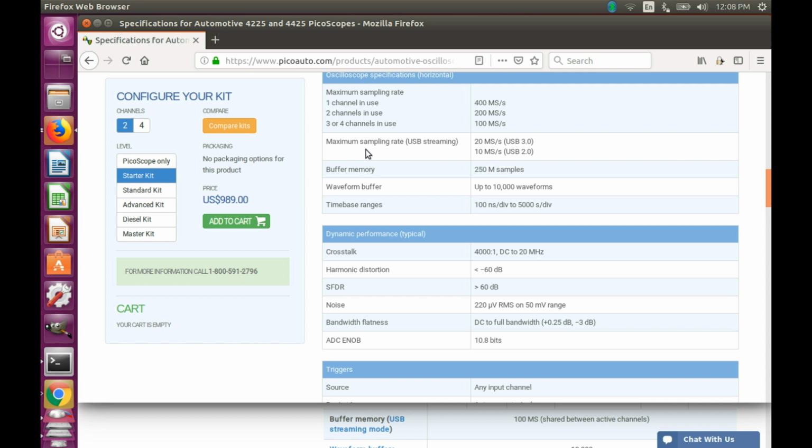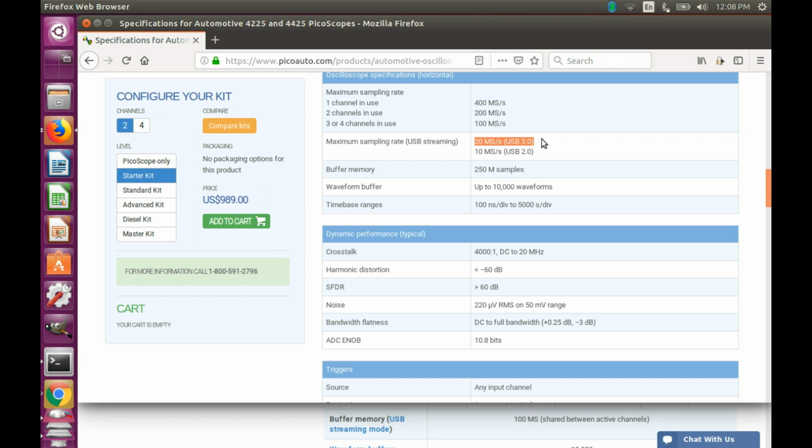However, with automotive picoscopes, you often will not even need the buffer memory, as you might just use the USB streaming for pulling in the data, because even with USB 2.0, the maximum sampling rate achievable is 10 megasamples per second, and it goes up to 20 megasamples per second if your PC has USB 3.0 and supports such transfer speeds.